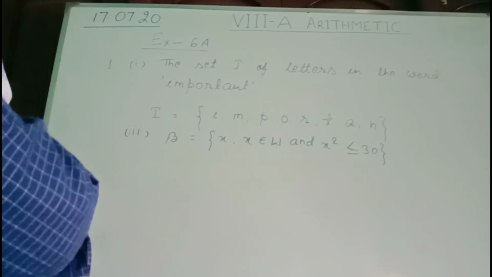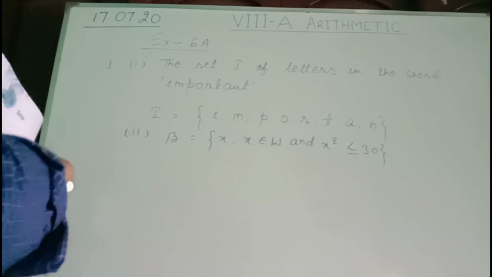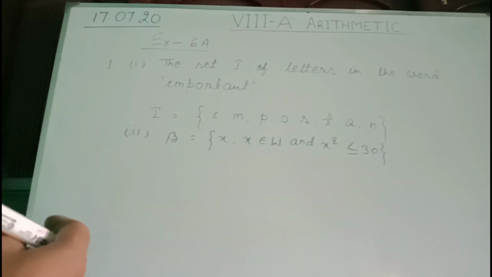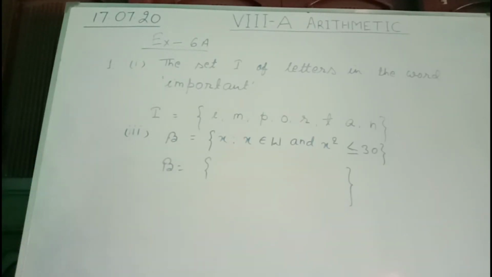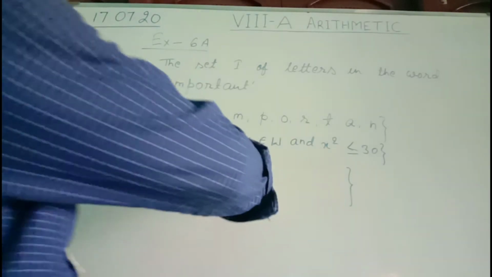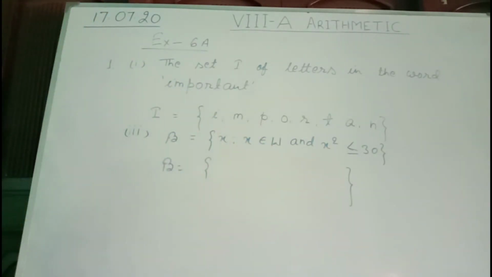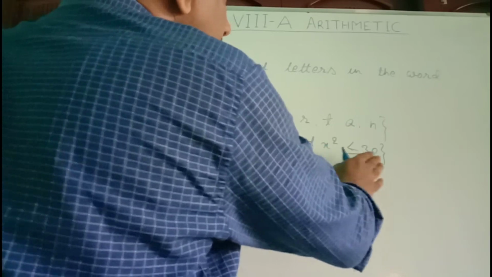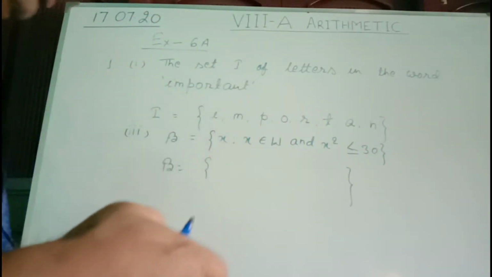Question number 1, Roman number 3. The set builder form of the set B is given: x such that x belongs to whole number and x square is smaller than or equal to 30. So we have to find out the values of x while x belongs to whole number. So we will take such values of x that x square should be smaller than or equal to 30.